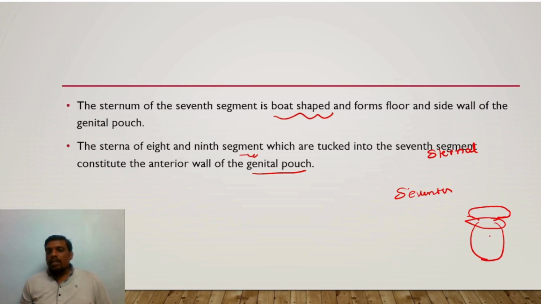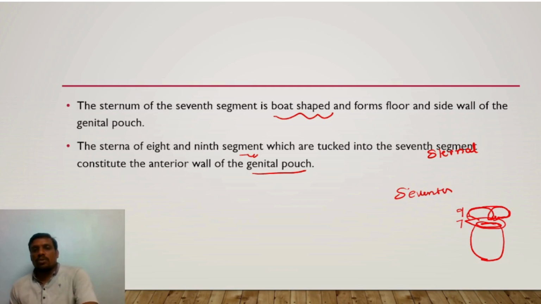Imagine it is a genital pouch. So the 8th and 9th segments, which are both tucked into the 7th segment, form the floor and the anterior wall of the genital pouch.